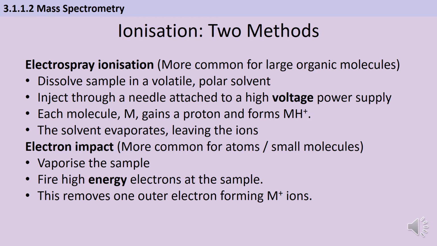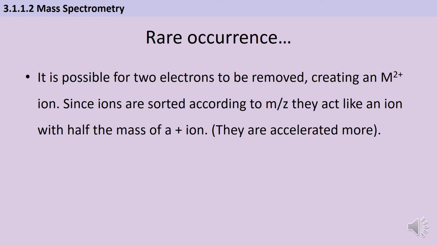And what those high energy electrons are doing is knocking outer shell electrons off of your molecule or off of your atom and forming ions that have a single positive charge. And those ions will have the same mass as the molecule or the atom that you started with, because all you've done is removed an electron, and the mass of an electron is so small it's basically negligible. It's worth pointing out that if you're using electron impact ionisation, it's technically possible for 2 electrons to be removed. And if that happens, then you end up with an M2+ ion.